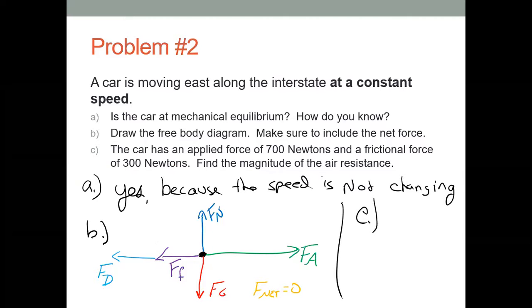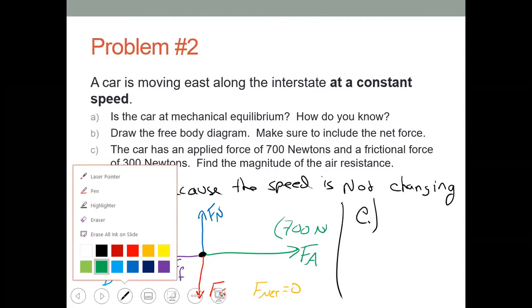All right, part C says the car has an applied force of 700 newtons. So my applied force here is 700. And it has a, does it say friction? Yeah, friction force of 300 newtons. So I know that this one is 300.